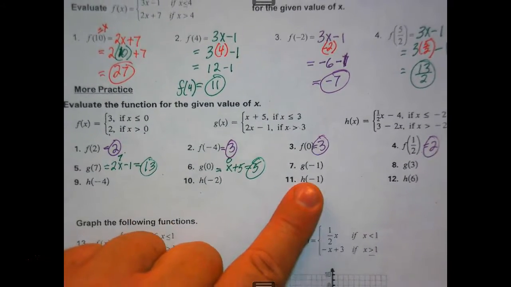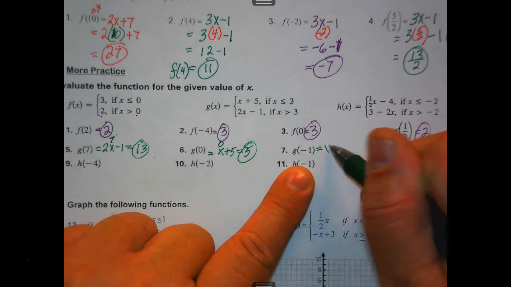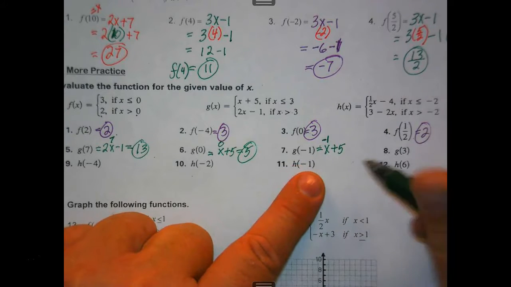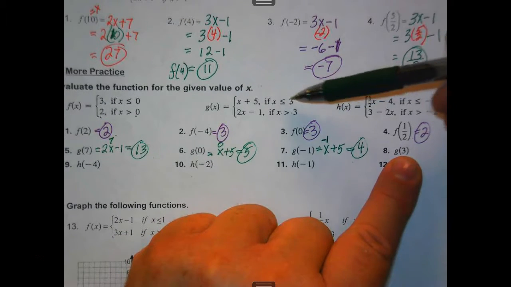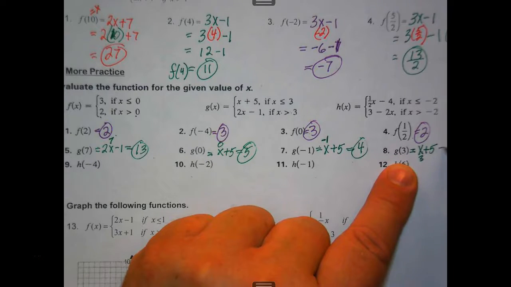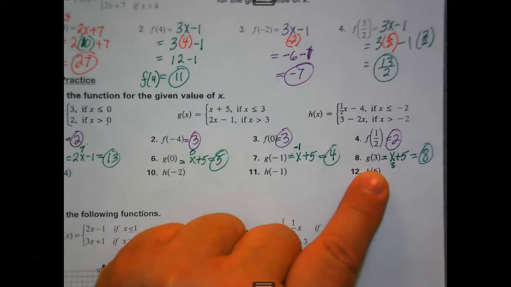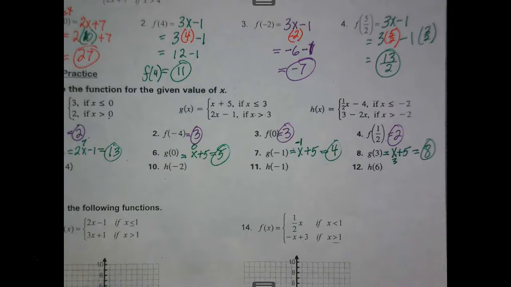How about the g of -1? Which one do I use? And substitute in -1 for x. Good. And the g of 3? x plus 5, because of the equal sign. Plug in 3 for x. 8. So far, so good. Not that hard, right?